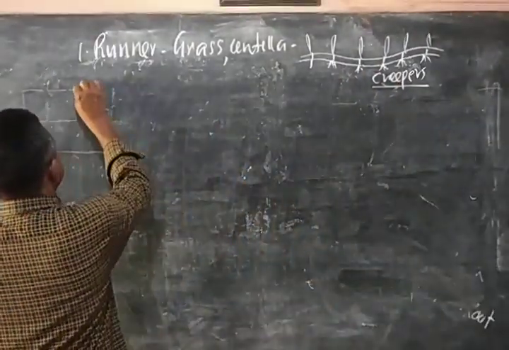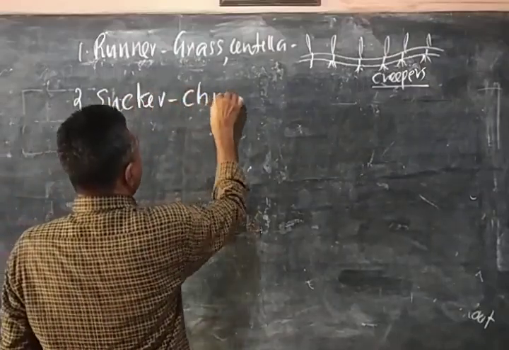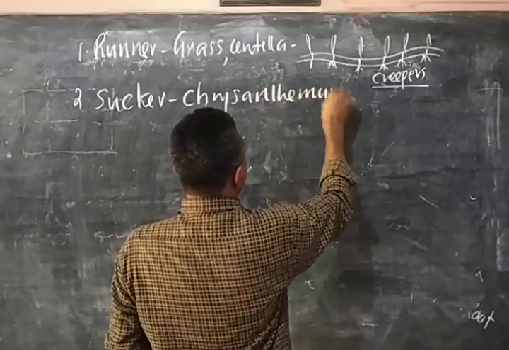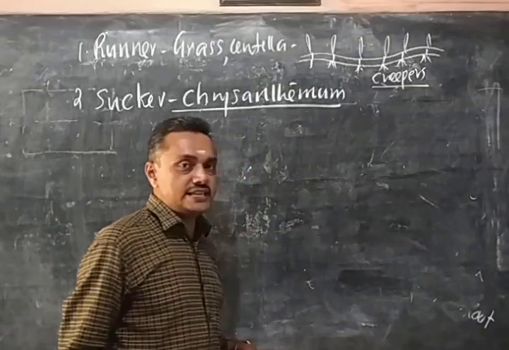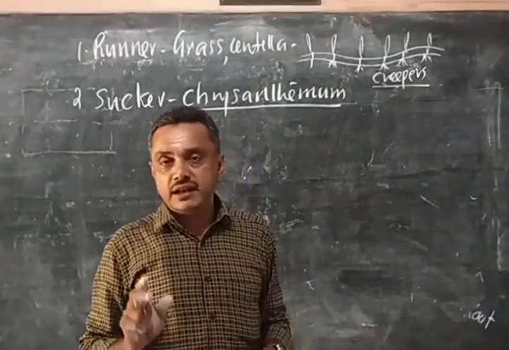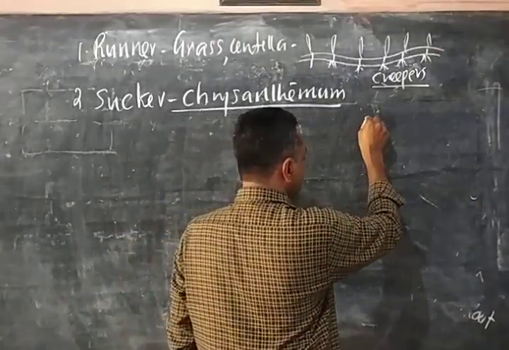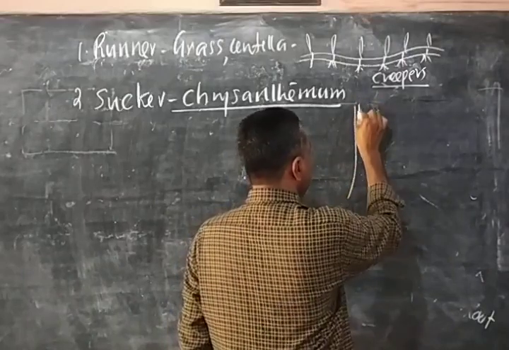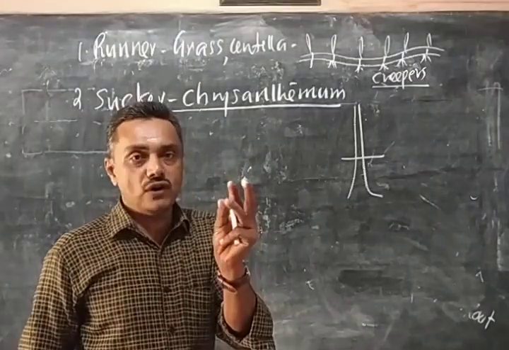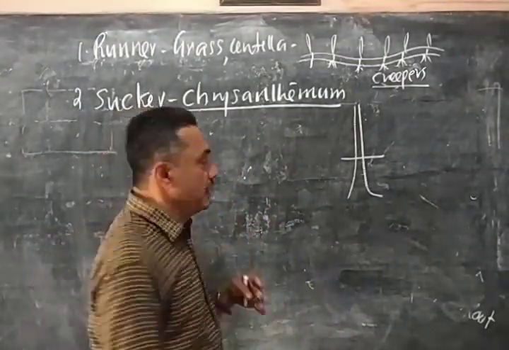Then, the second one, sucker. In plants like chrysanthemum, I will show it during the practical service. Chrysanthemum, a yellow flowered plant. In chrysanthemum, this is called a sucker. See, sucker means the plant is growing. It is a garden plant you can see everywhere in your surroundings, a yellow flowering plant. What do you mean by sucker?